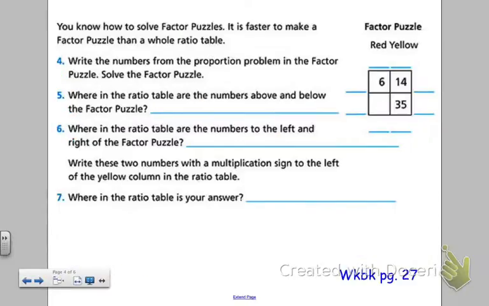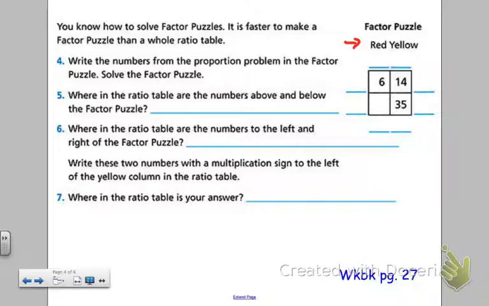Now, another way to do this is by using a factor puzzle. Remember, a factor puzzle is like a smaller multiplication table. Well, guess what? It's also like a small ratio table too. It just has fewer rows. If you look carefully at this ratio table, you can see that it has the red and yellow labels at the top, just like this factor puzzle has red and yellow labels at the top, just like a ratio table does.